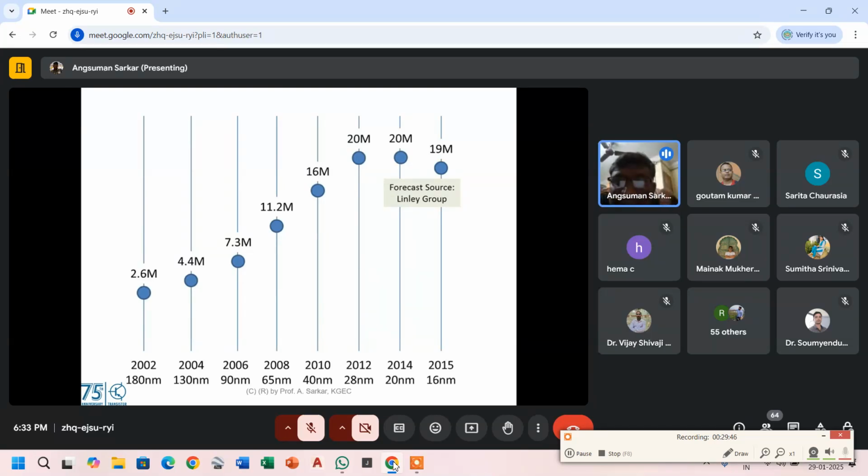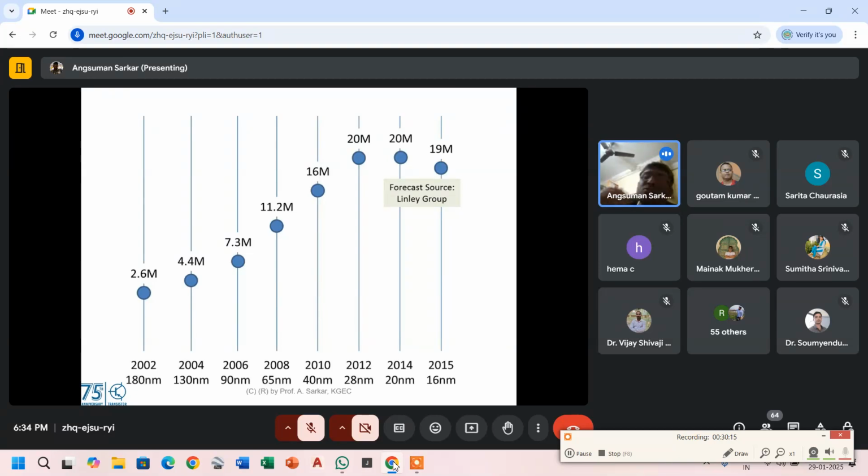But what happened after 2010? See, in 2012 also, the number of transistors almost doubled. But after 2012, the number of transistors couldn't be doubled. In 2012, it is 20 million. In 2014 also, it is 20 million. In 2015, it has decreased, even by using 16 nanometer technology. It became 19 million. So that is the area where Moore's law started failing.